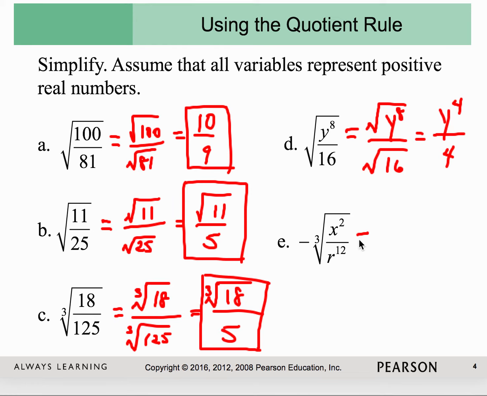All right, this one has a negative out front. Now, the 2 is smaller than the 3, so that's not going to simplify. But the 12 is larger than the 3, so it needs to simplify. How many times does 3 go into 12? 4.